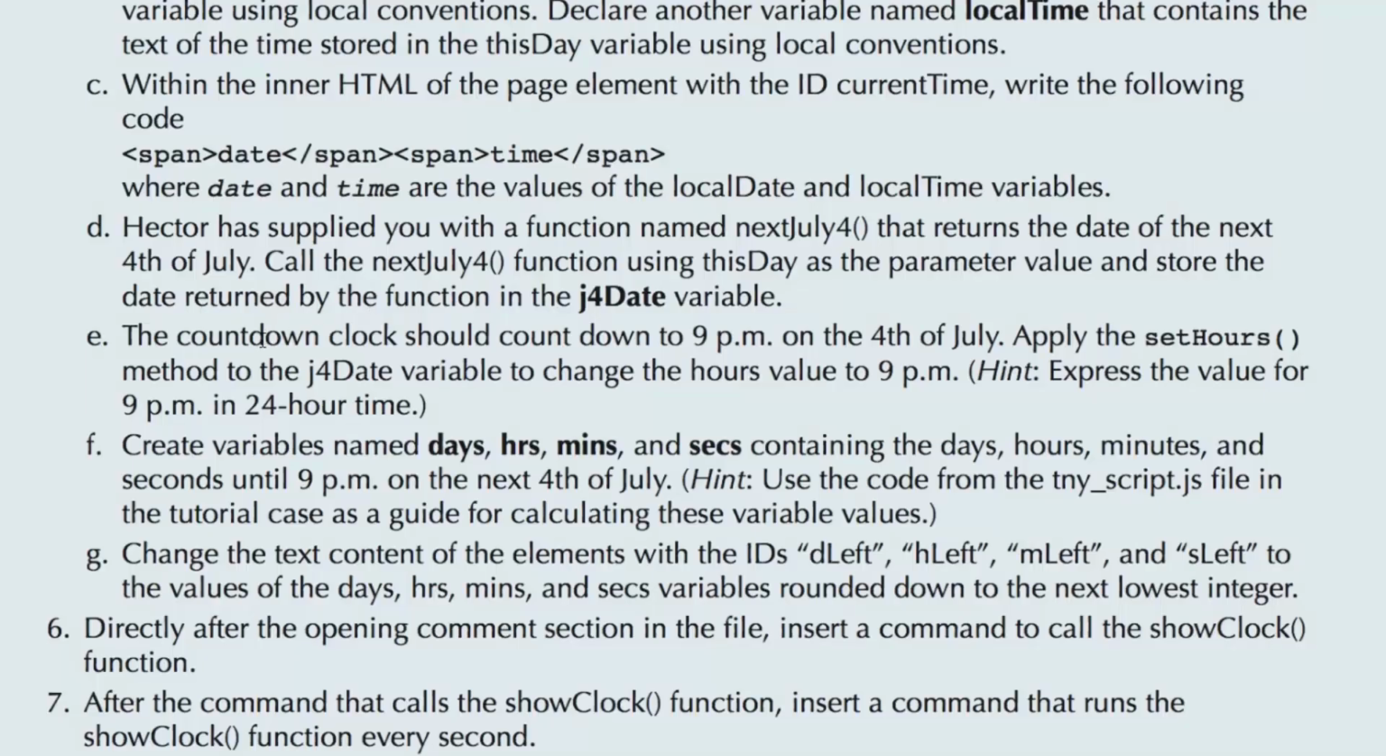In step E now, the countdown clock should count down to 9 p.m. on the 4th of July. So now that we have that J4 date, we want to apply the set hours function to it so that we change the hours value to 9 p.m., because remember that when we got that date, it was based on this day, and that value is based on 24 hours. And so 9 p.m. is the 21st hour within the day, and that's the value that we're going to put in here for set hours. So that'll give us 9 p.m. on July 4th instead of midnight on July 4th.